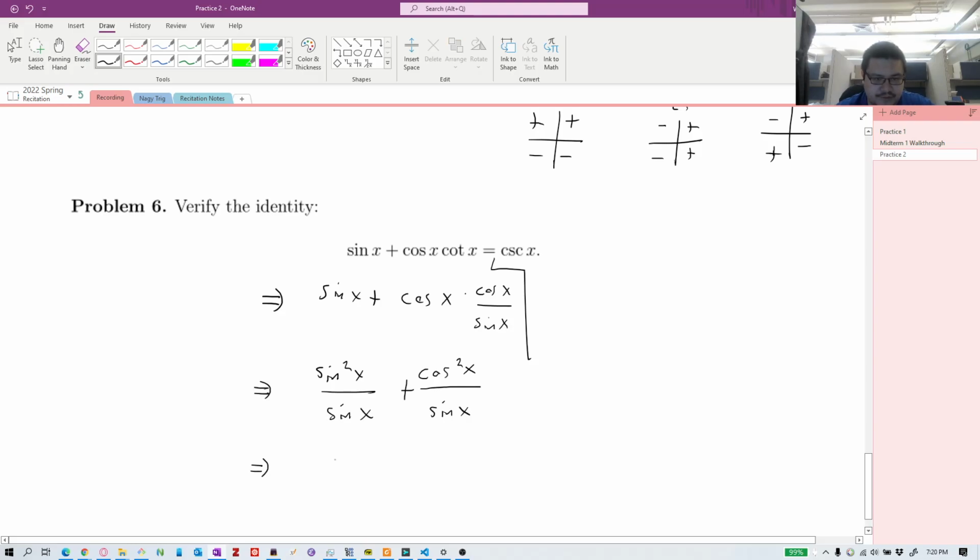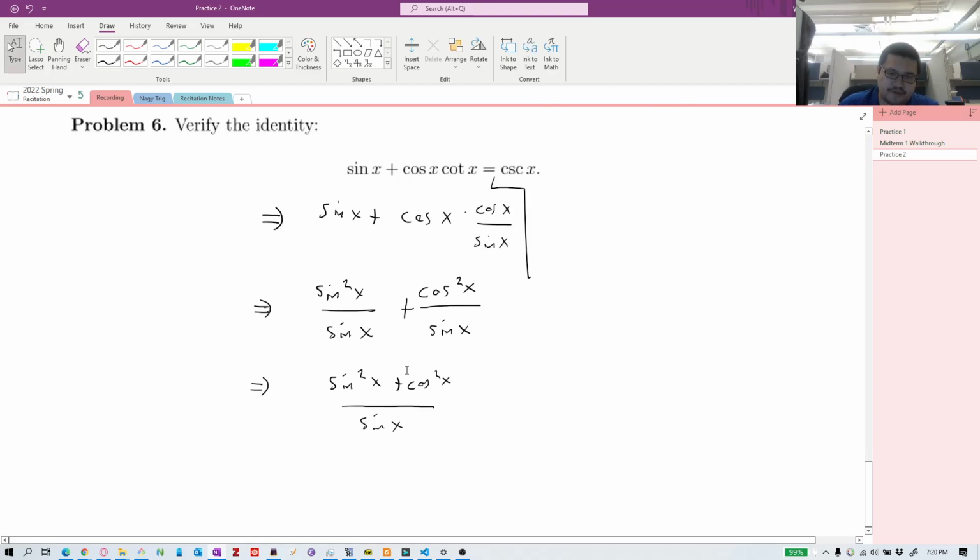And when we do that, we get sine squared x plus cosine squared x over sine of x. And now this numerator, you should remember your Pythagorean identity. So sine squared plus cosine squared is equal to 1. So then it's 1 over sine. And then use your reciprocal property. So you know that the reciprocal of sine is cosecant.